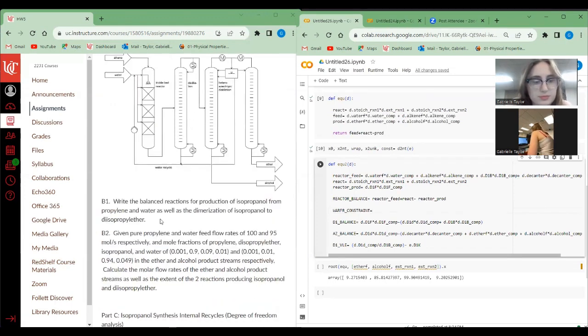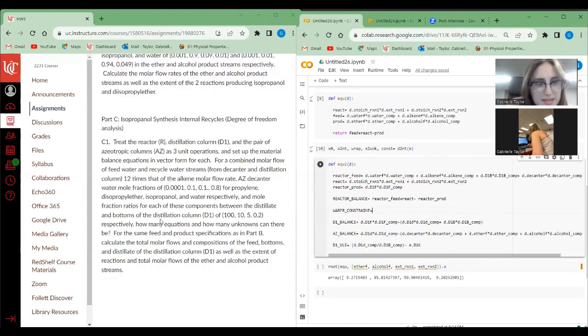So let's look at this. It's 12 times the amount of the molar flow rate. So we're going to divide all the water feed that's coming into it by 12, right? Because we need to add up all the water flow rates, and then when we divide it by the molar flow rate, then we should get it.